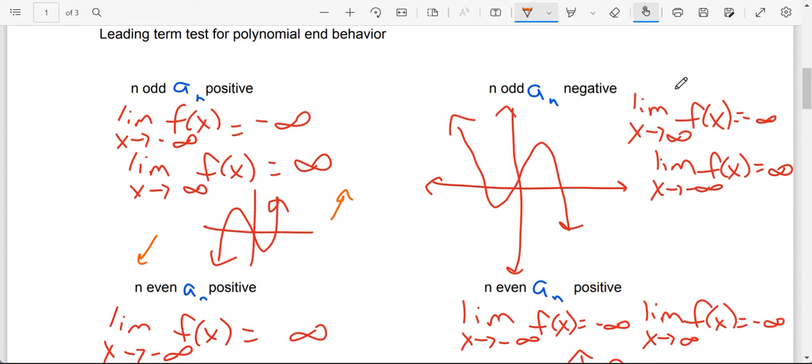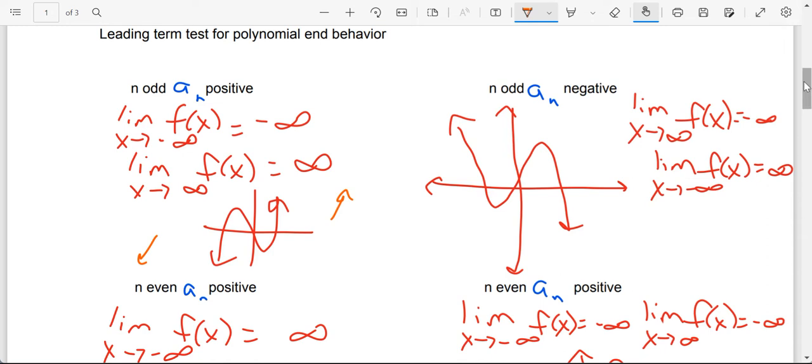What might help you remember this is your x cubed graph. It ends going to positive infinity and starts going down to negative infinity. Another way to think about it: when n is odd and a sub n is negative, the limit as x goes to infinity of f of x goes to negative infinity, and the limit as x goes to negative infinity of f of x goes to infinity. So they swap, they flip. It could look something like this: begins going all the way up, ends going down.